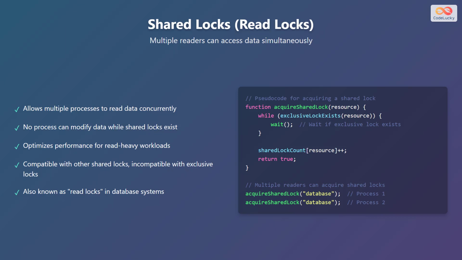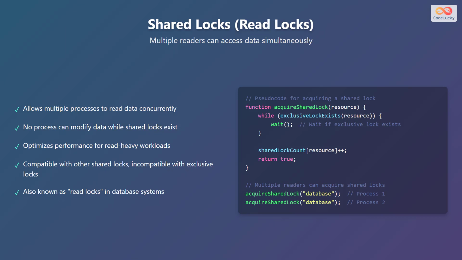Shared locks, also known as read locks, allow multiple processes to read data concurrently. This is beneficial in scenarios where many processes need to access the same data for reading purposes without modifying it. No process can modify data while shared locks exist, ensuring that readers always see a consistent view of the data. Shared locks optimize performance for read-heavy workloads, as multiple processes can read simultaneously without waiting for each other.